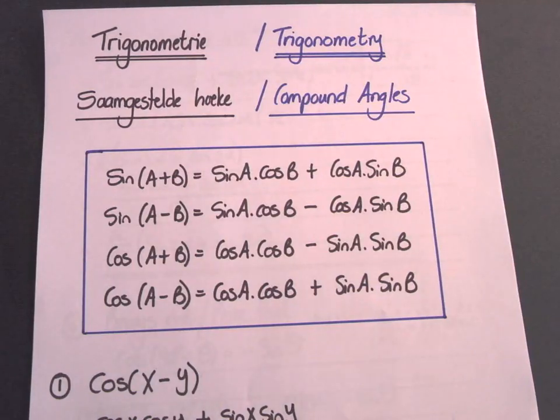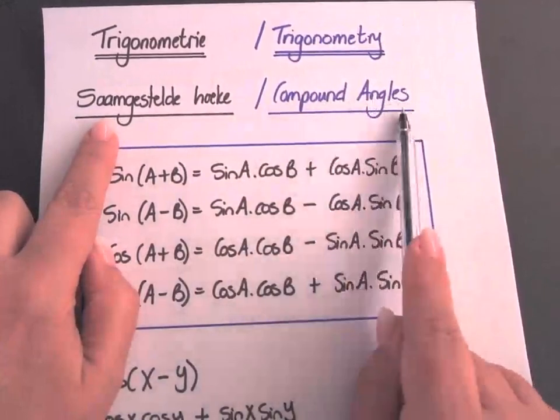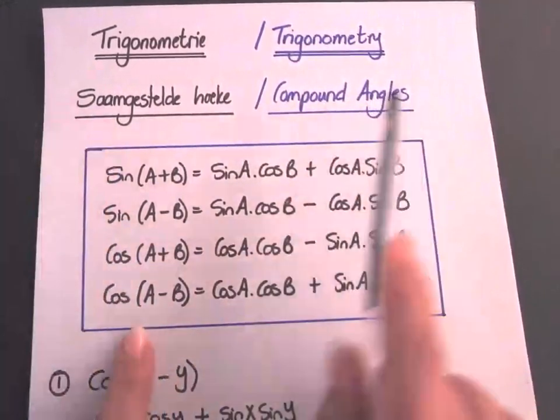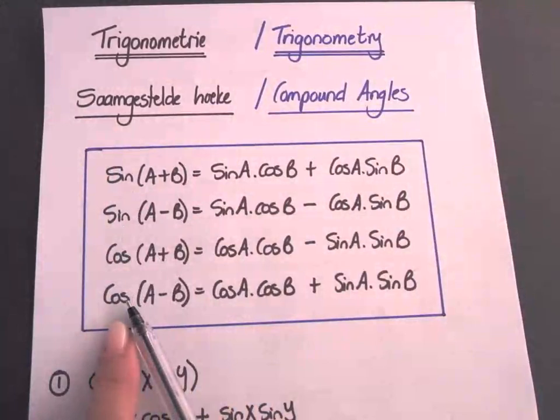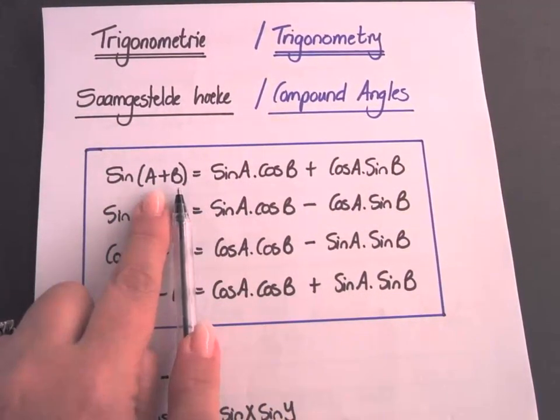Today is our first lesson on trigonometry for grade 12. In grade 12, you're going to learn a lot of new identities. And we're going to do 4 identities today. They are called the compound angles. That is when you have a sine or a cos, and in the brackets you add 2 angles.